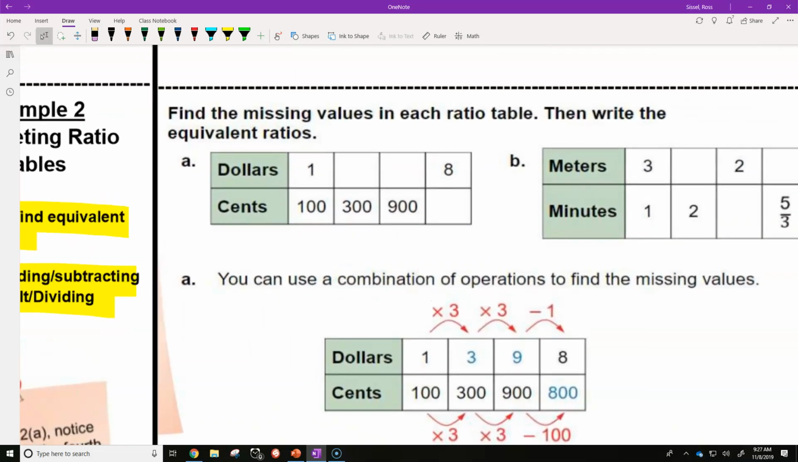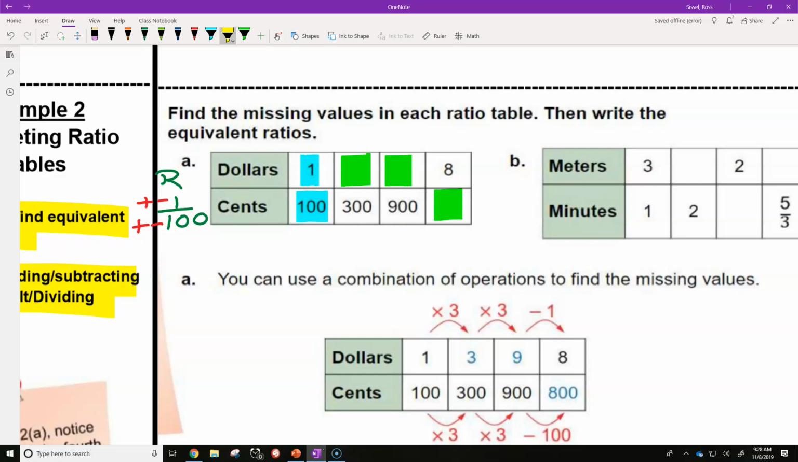On A, what is the ratio? That's my number 1 thing. What's the ratio? Good. So we're going to look at A, and I'm going to say the ratio was 1 to 100. So I'm either going to add or subtract by 1 for the dollars, and add or subtract by 100. Now, I do not know these blanks, but I know their partner.